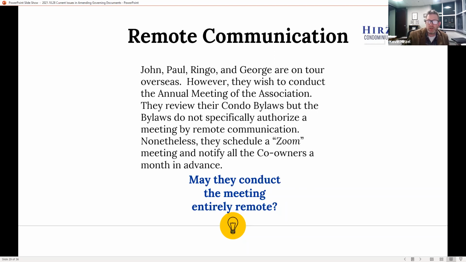It was a tool that we used pretty effectively over the past year and a half or so in order to allow associations to conduct their meetings. You can do it completely by Zoom. You can do it in part by Zoom, such that you have some segments of the community in person. But it's been very effective.